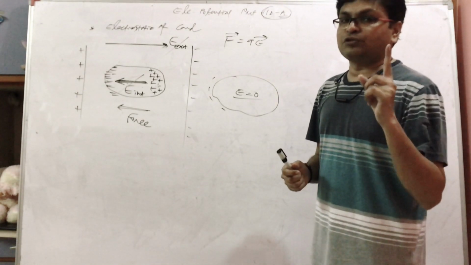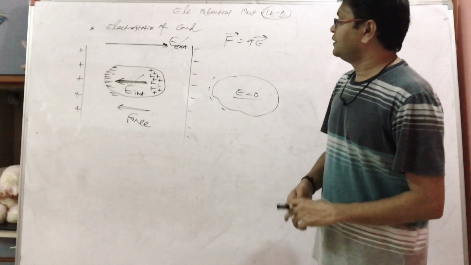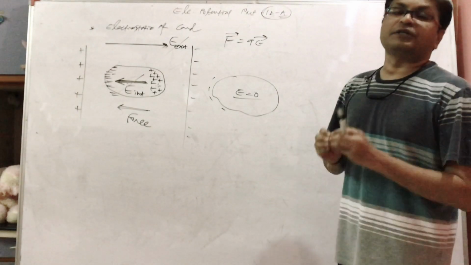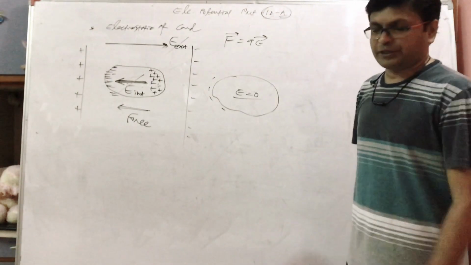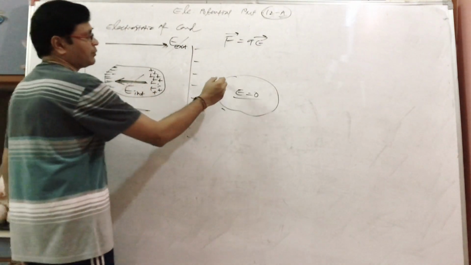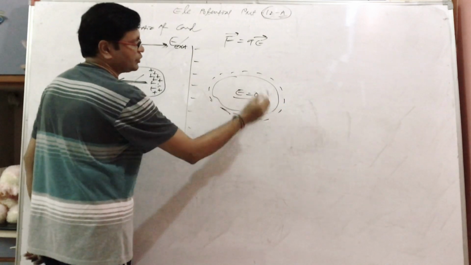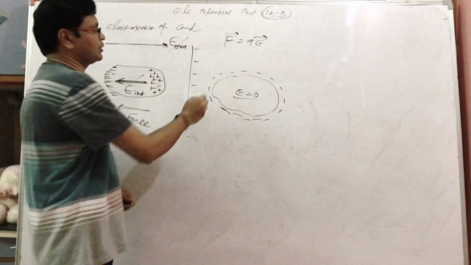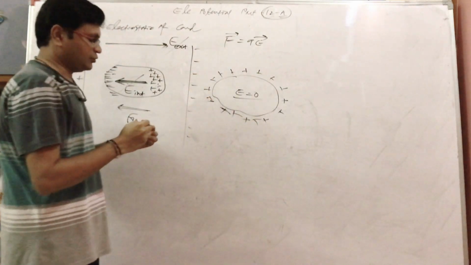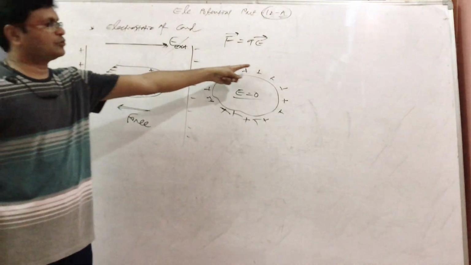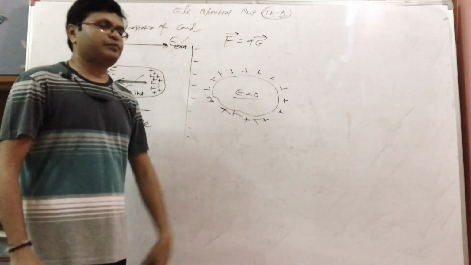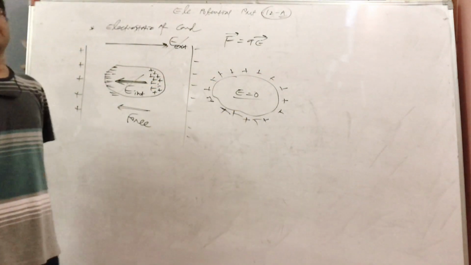Number one, what is the most important? The net electric field inside the conducting material is always equal to zero. Don't forget. And whatever the charges, the charge distribution takes place over the surface of this material. Here I have considered negative, you can also consider positive, no problem. So positive charges we can also consider. In short, charge is distributed over the surface, while inside the conducting material the electric field is always zero.